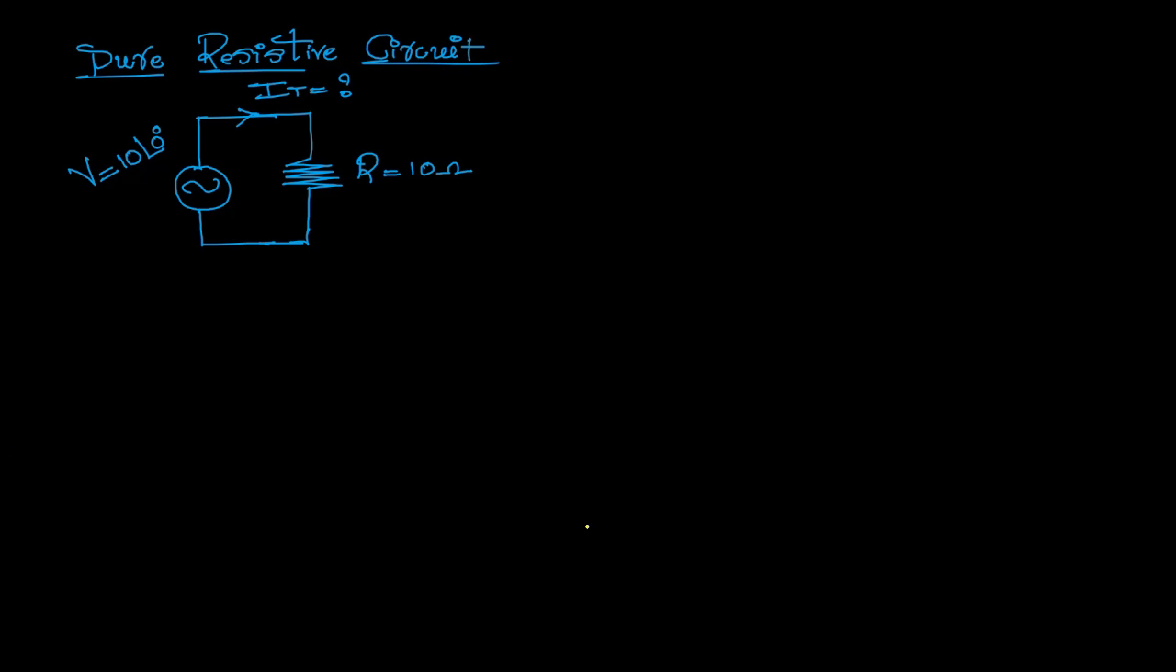How to find the value of current for a pure resistive circuit? Now you can observe, what is the expression of impedance? Impedance Z is equal to R plus j into (XL minus XC). This expression is always applicable when a resistor, inductor, and capacitor are all present in the circuit. But in the given circuit, we have only the value of resistor R.